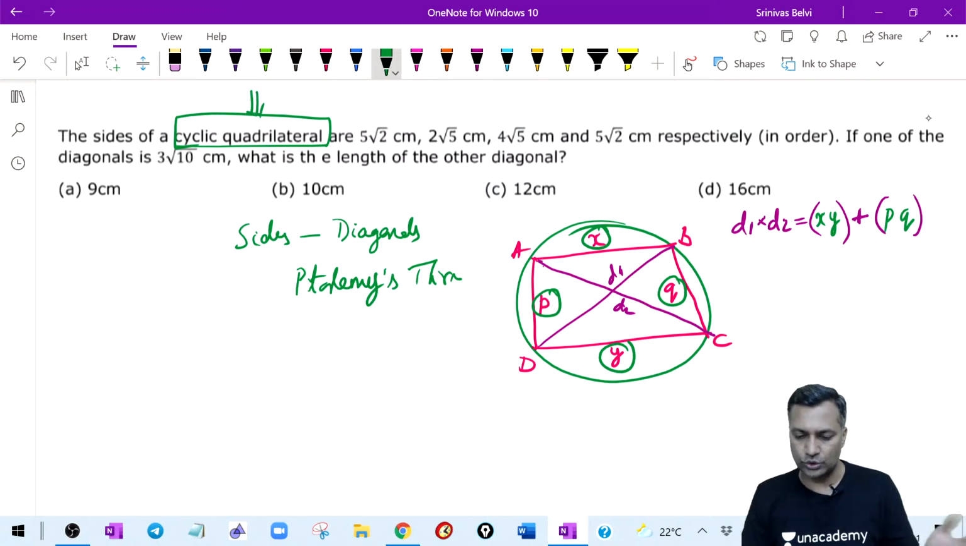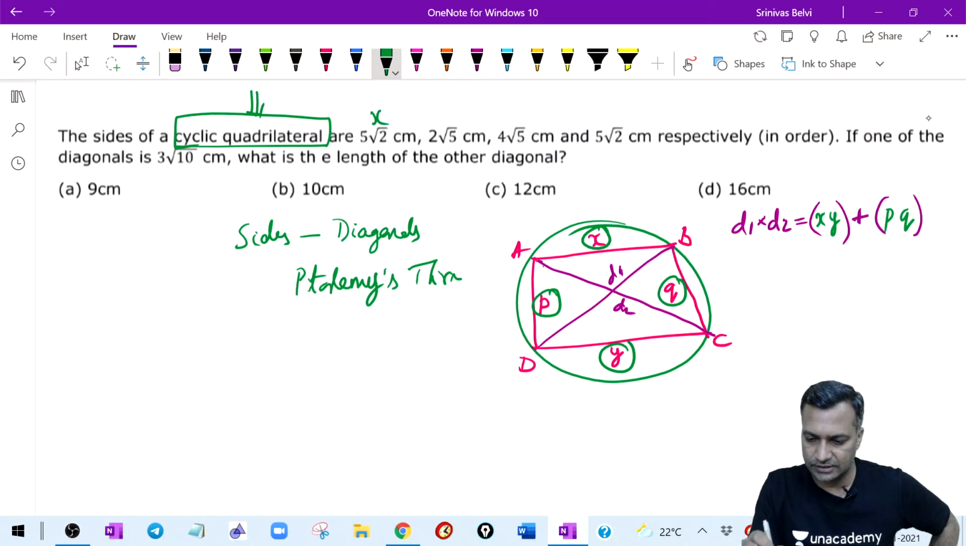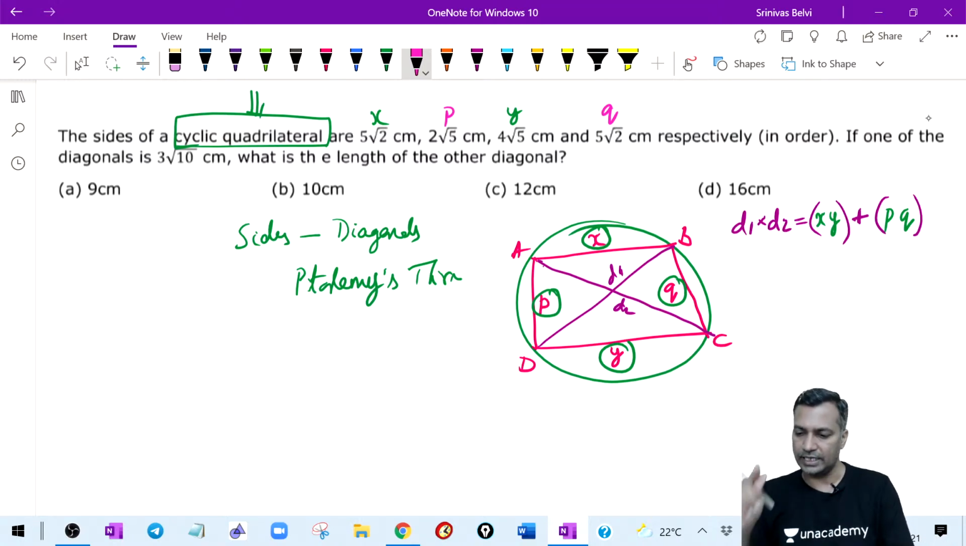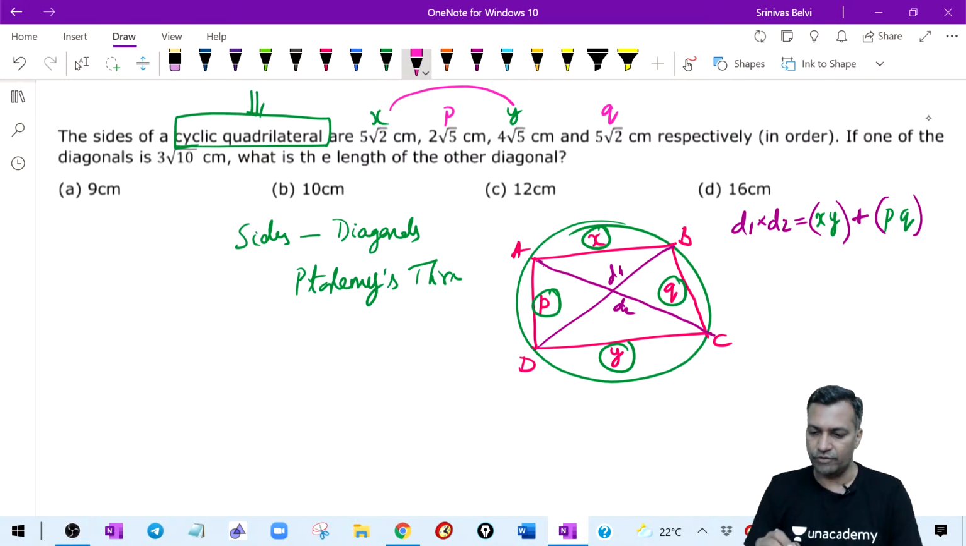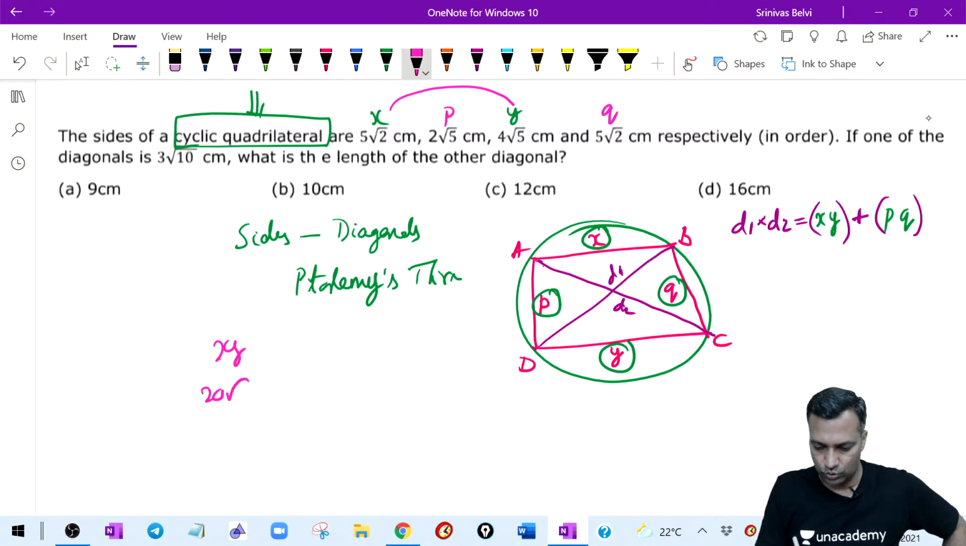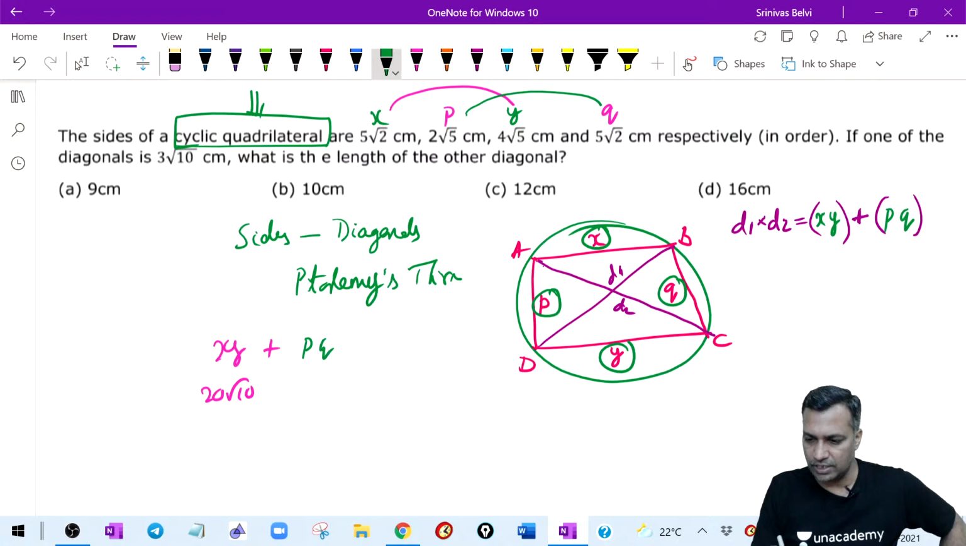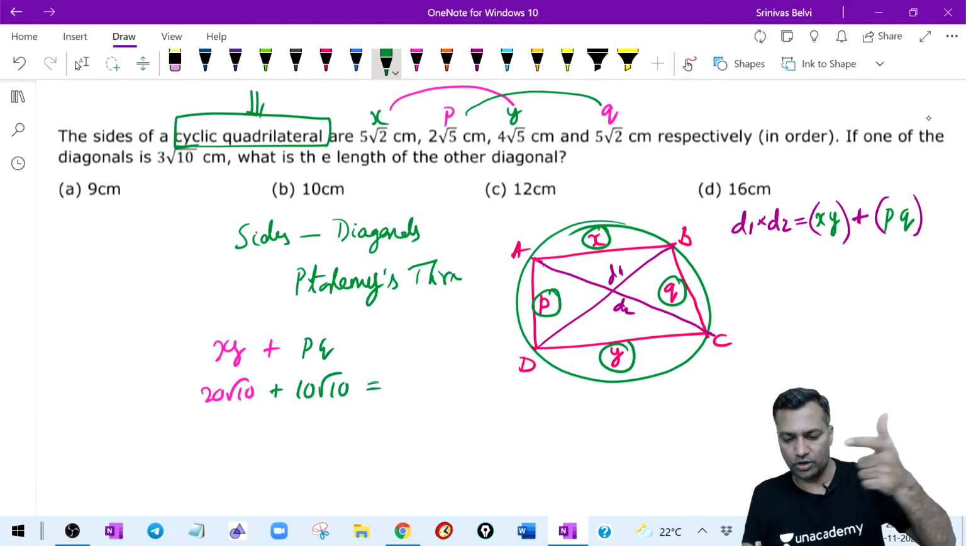quadrilateral. Had you understood this particular one, you could say that, man, this is X, this is Y, sorry, this is the opposite side. This would be Y here, and this would become P here, and this would become Q here. P and Q, opposite sides, because when you put them together in that order, so X, and then there is a P, and there is a Y, and there is a Q. Therefore, you would have multiplied these two, which could have become 20 root 10. So X and Y is nothing but 20 root 10. Then you had P and Q. When you multiply them, that could have become 10 root 10. This is what you have, which is equal to the product of two diagonals.